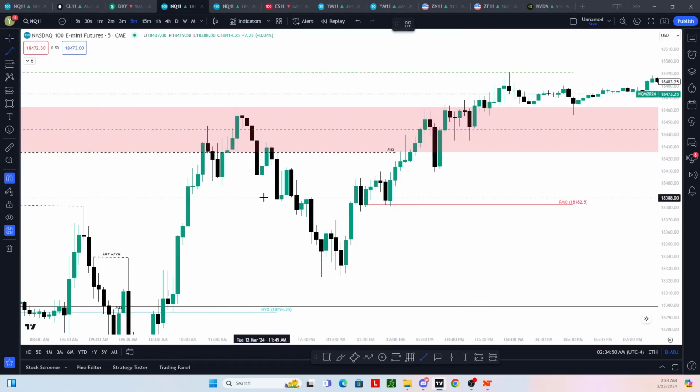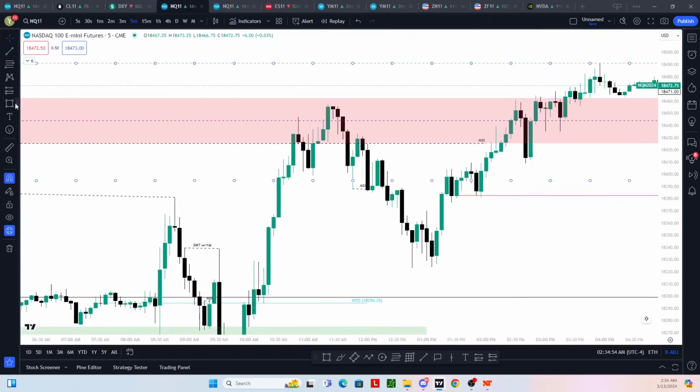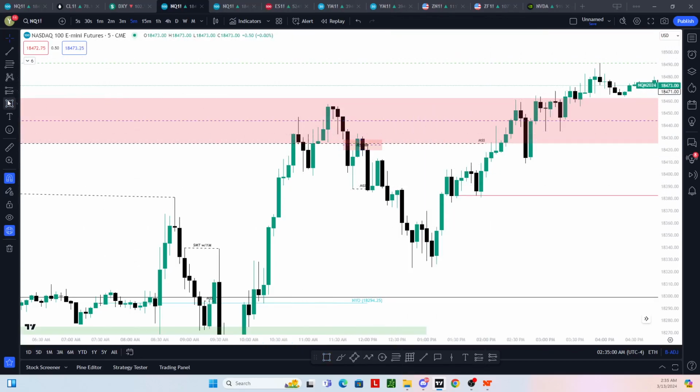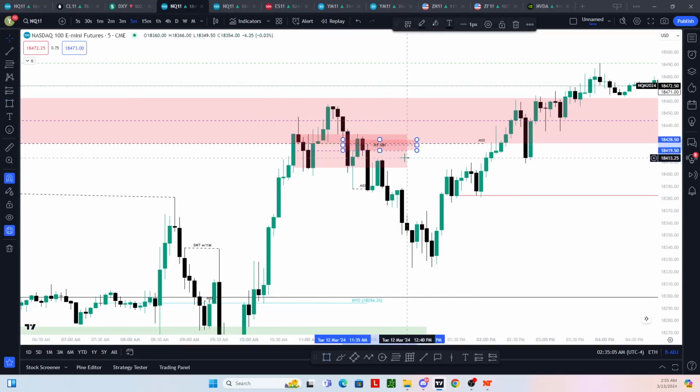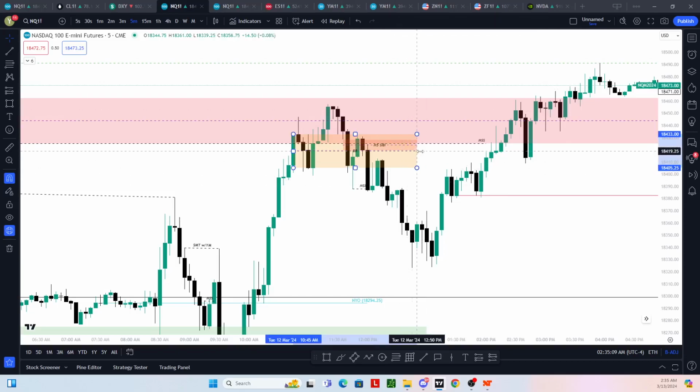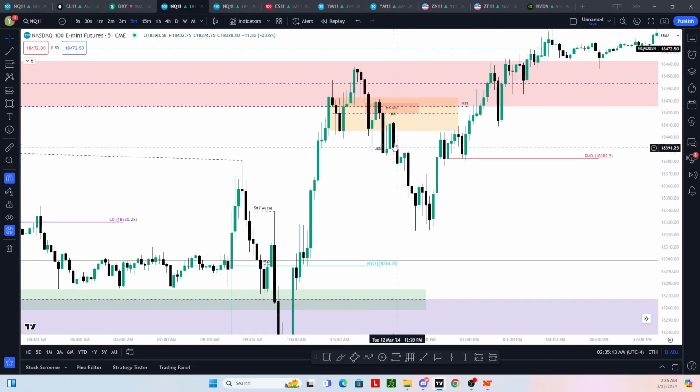I saw we had this market structure shift, which we barely got. And we had this SIBI, and we had a breaker right here. So, M5 SIBI, H4 breaker block. All right, bang. All right, you could have taken that trade. You would have gotten a lot of points here.